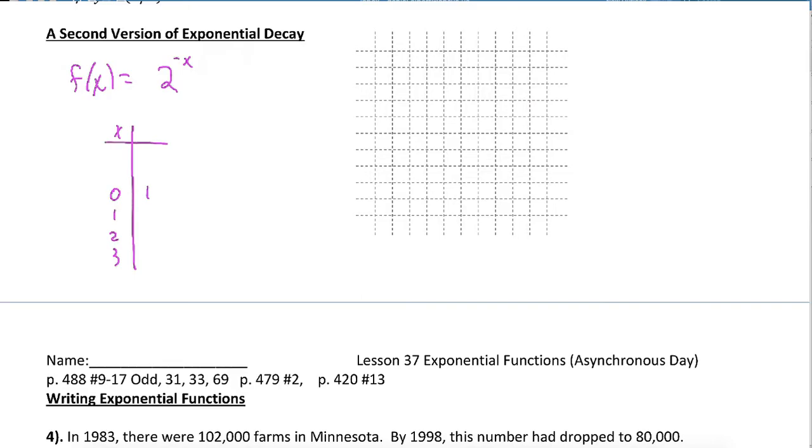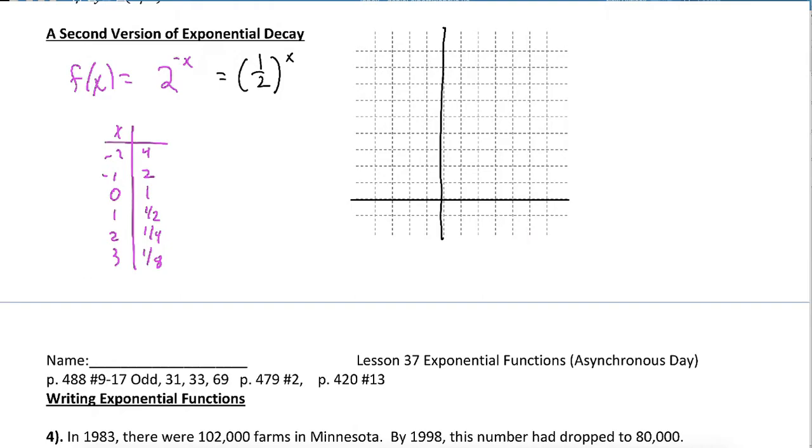So 2 to the negative first, 2 to the negative second, 2 to the negative third. On the other hand, when x is negative, like negative 1, negative 2, well, now there'll be a negative in that x, so we'll have a double negative in the exponent. 2 to the negative negative first is 2 to the first. 2 to the negative negative second is 2 to the second. And what we end up with is exactly the same graph as 1/2 to the x. So we have two ways of writing the same exponential decay. And either way we do it, the graph looks the same in the end.